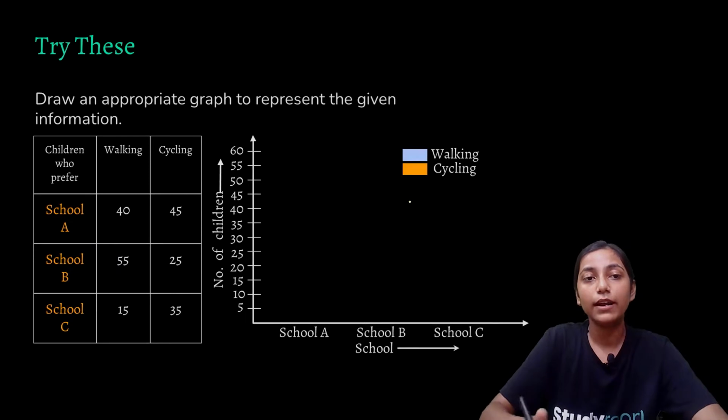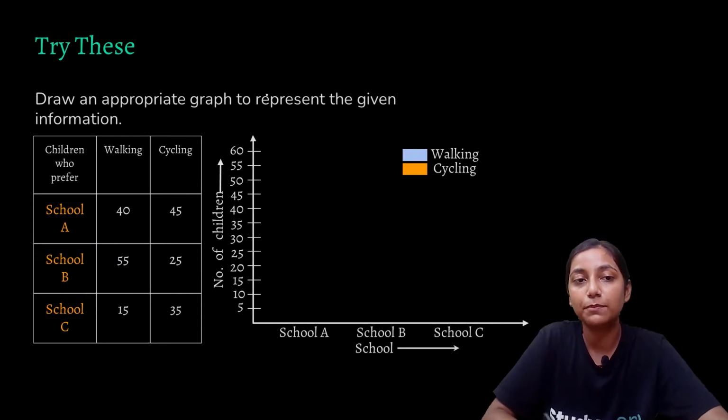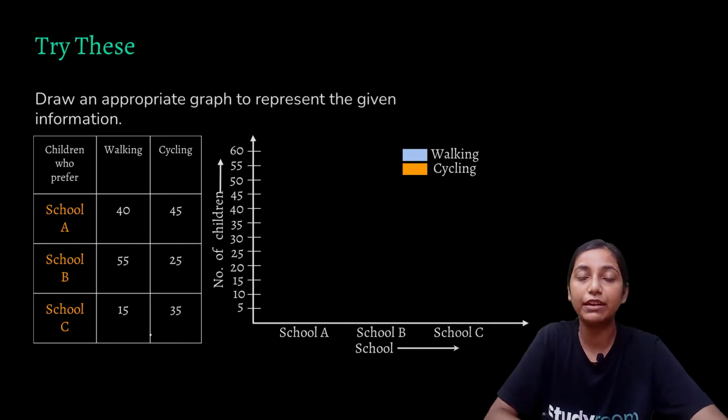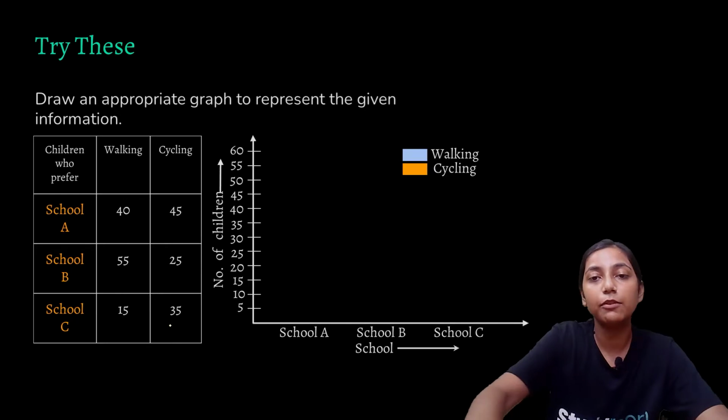We have one more. We need to draw an appropriate graph to represent the given information. Now what are we given? We are given children who prefer walking, cycling, and then we are given the schools also: school A, school B, school C. So 40 children in school A prefer walking, 45 in school A prefer cycling, and similarly 55, 25, 50 and 35.